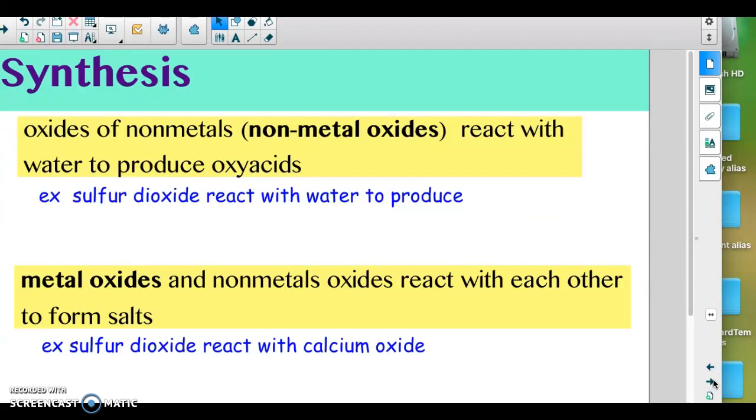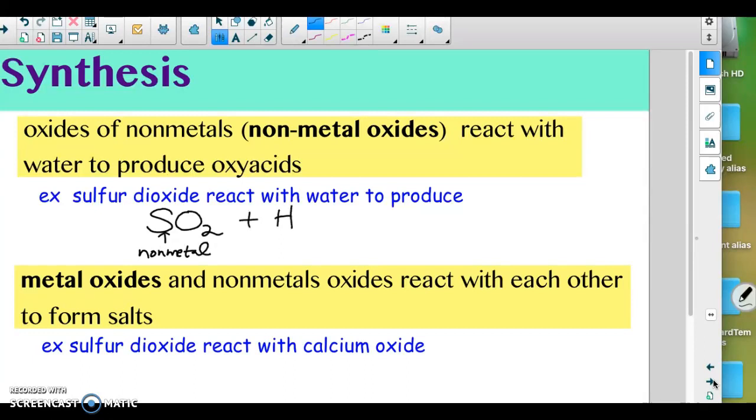There are more synthesis reactions. You can also have a non-metal oxide react with water to produce an oxyacid. In this case, sulfur dioxide is our non-metal oxide. A non-metal oxide will react with water to form an oxyacid. And this oxyacid would be H2SO3, which is sulfurous acid.